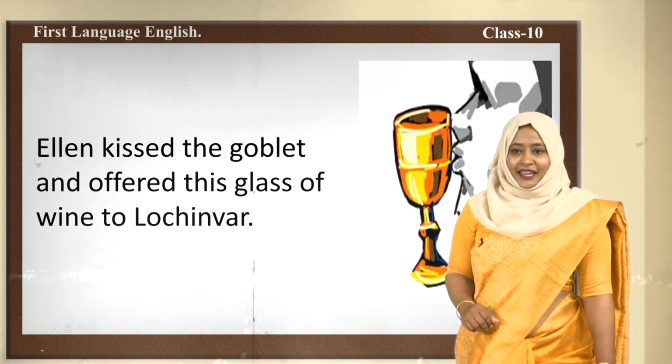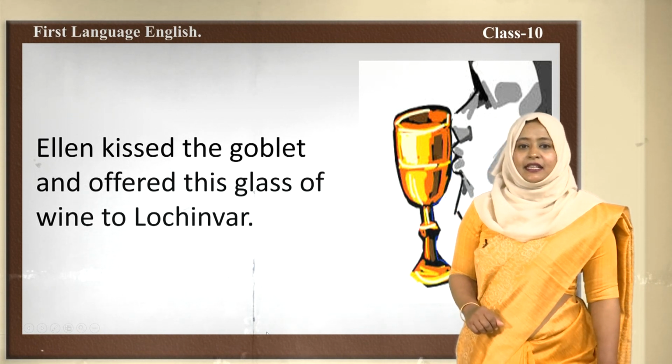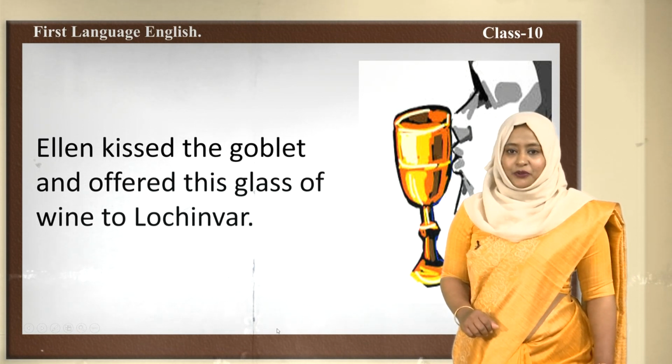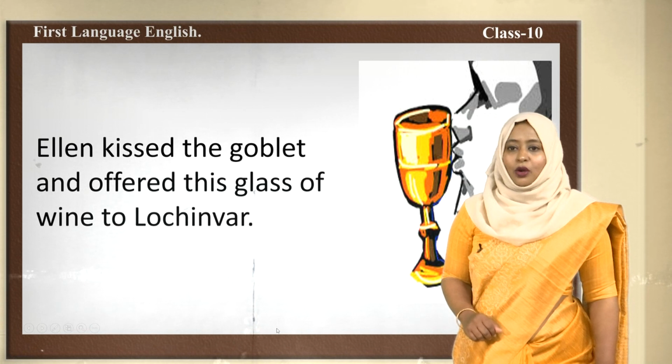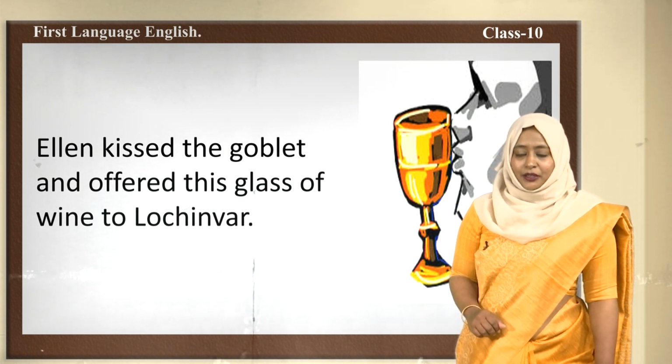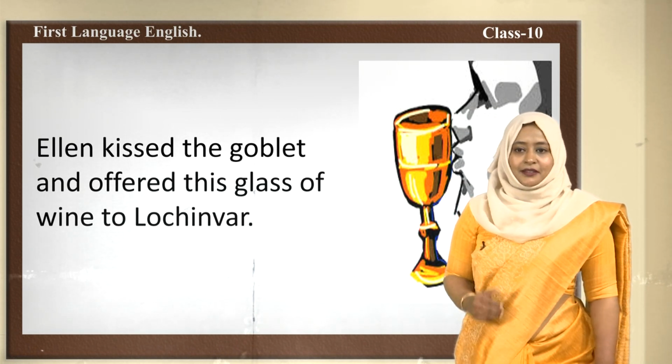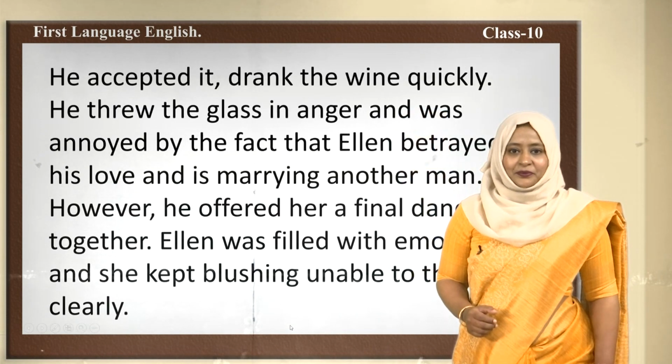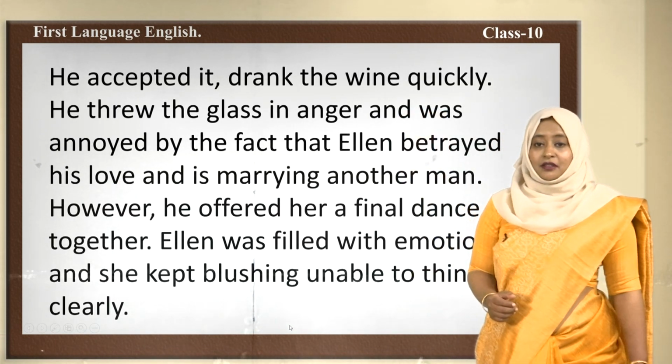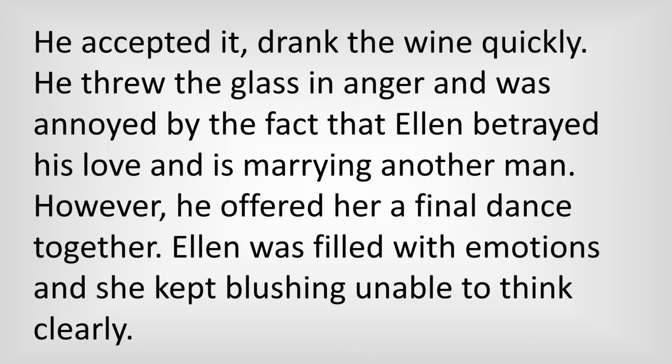Then comes Ellen. Ellen kissed the goblet and offered this glass of wine to Lochinvar. So she comes into the picture now, and she kisses the glass and gives it to Lochinvar. He accepted it and drank the wine quickly. He threw the glass in anger and was annoyed by the fact that Ellen betrayed his love and is marrying another man. However, he offered her a final dance together.